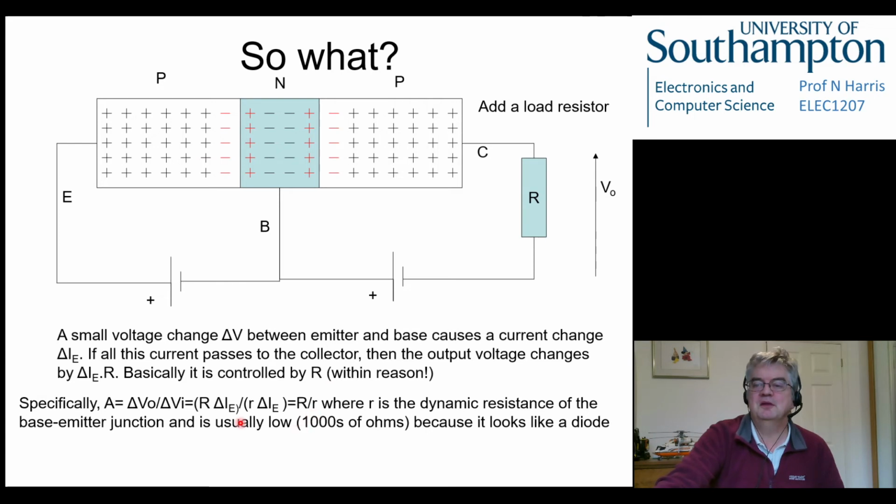So the gain of this circuit becomes R, which is the value of this resistor here, divided by r, which is a little bit uncertain, but it's basically the value of the resistance between these two points here, or the equivalent resistance. And as long as R is big compared with small r, then we get a bigger output voltage for a small input voltage, and that's the nature of gain. So that's a very quick introduction to the fundamental idea of gain in the transistor, and it's to do with current gain.